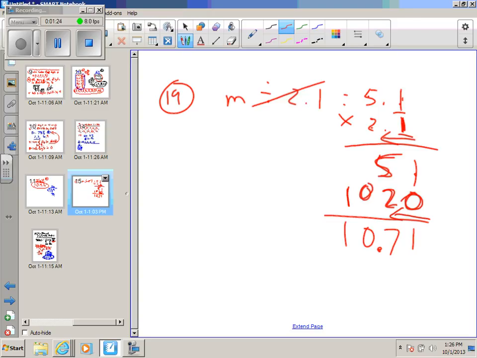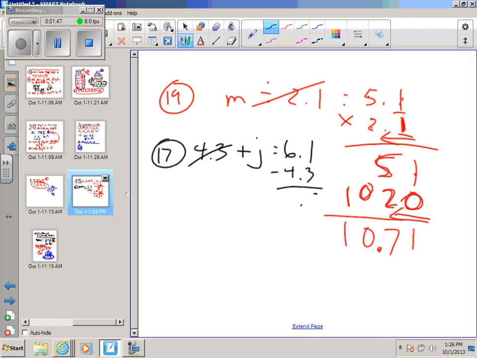Number 17. 4.3 plus J equals 6.1. It's a positive 4.3. How do I get rid of that? Subtract it. 11 minus 3, 8. 5 minus 4, 1. Line up decimals. I think I just added it.